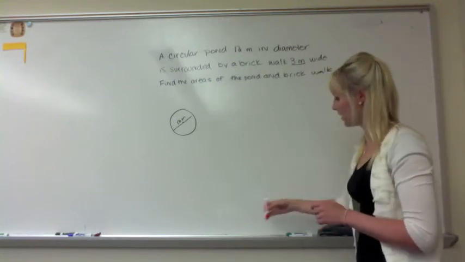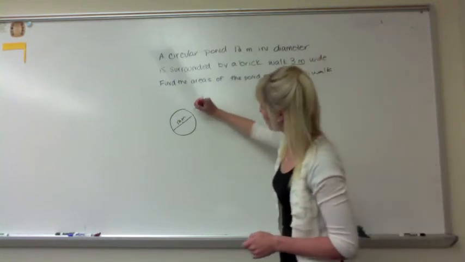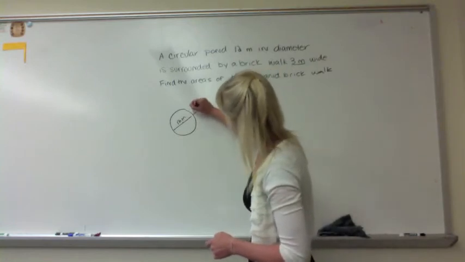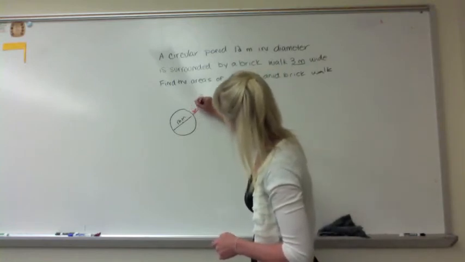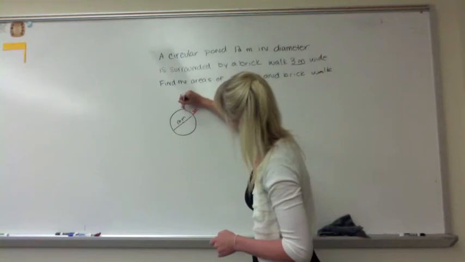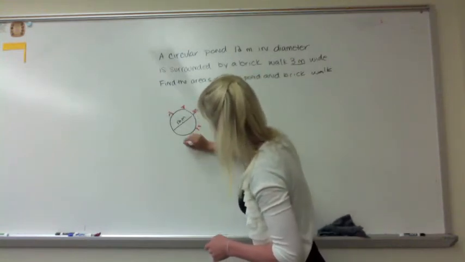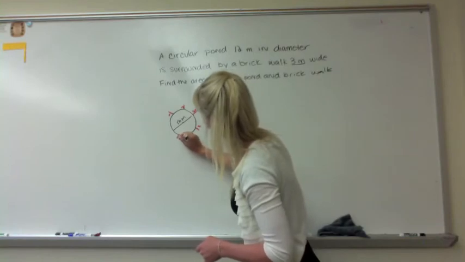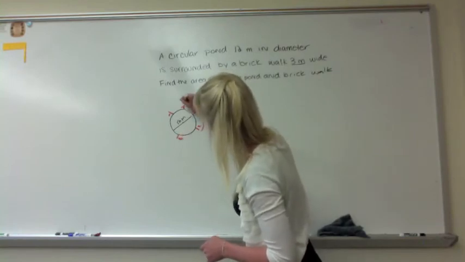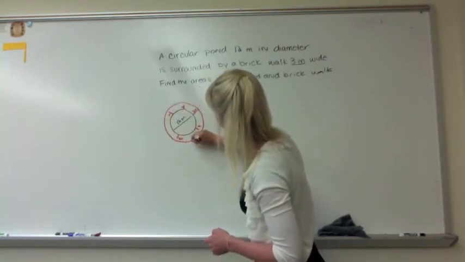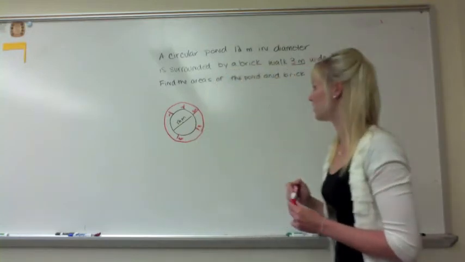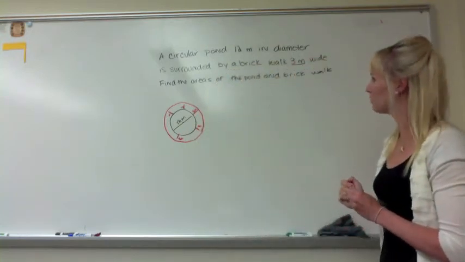So we're trying to find a brick walk that's 3 meters wide. So it has to be 3 meters here, and 3 meters here, and 3 meters here, and 3 meters here, etc., etc. So really we're just drawing another circle around this pond. So it's 3 meters wide.